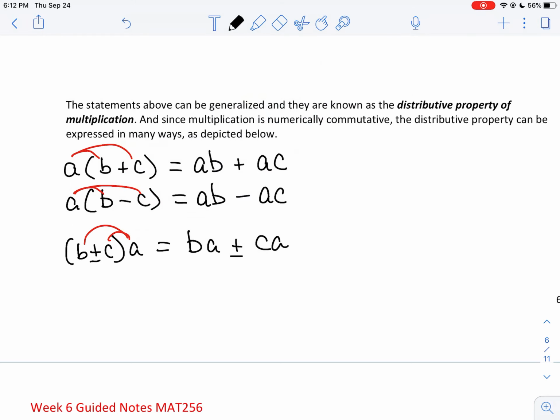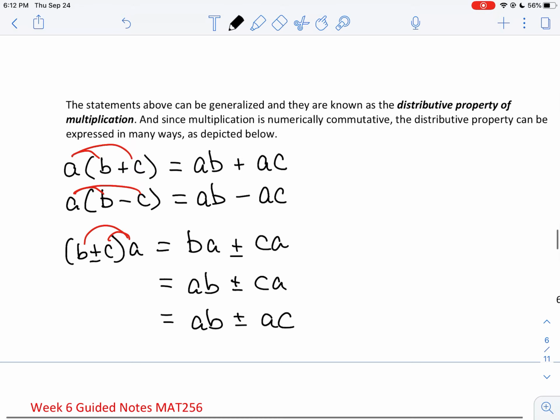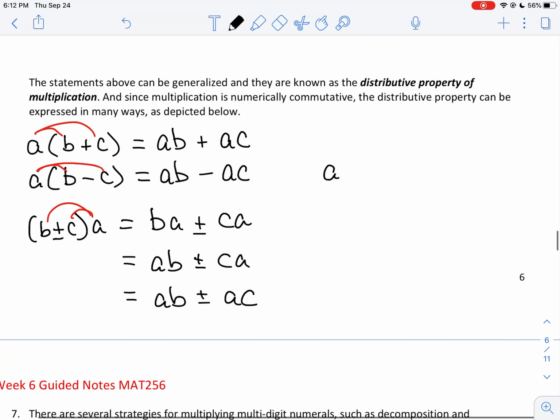But because of the commutative property, you could then say that this is the same thing as AB plus or minus CA. Just commute one of them. Or you could commute both. AB plus or minus AC. There's just a lot of different ways that you could express the distributive property because of the commutative property. But the ones that are most often presented, it's summarized typically this way. A times B plus or minus C is equal to AB plus or minus AC.